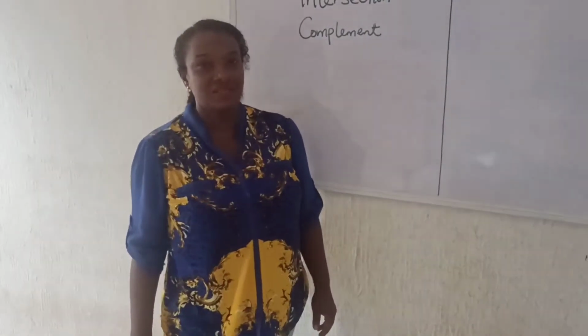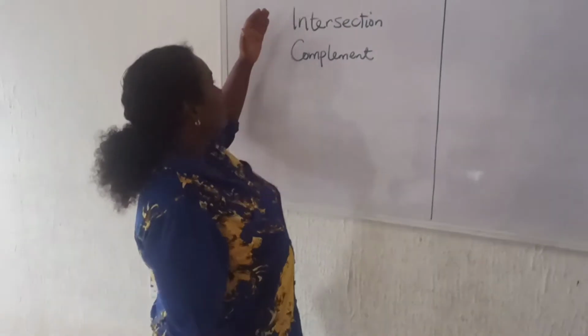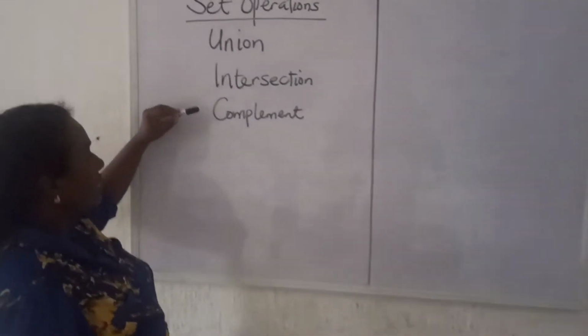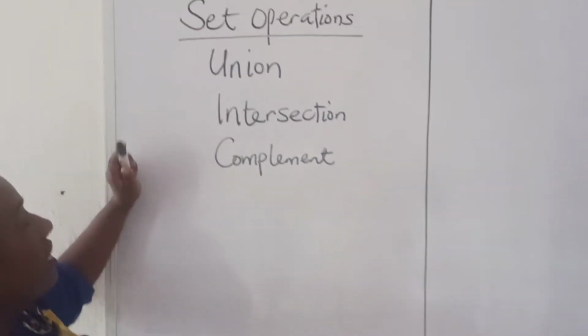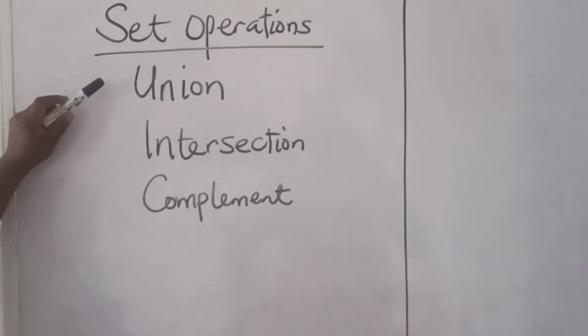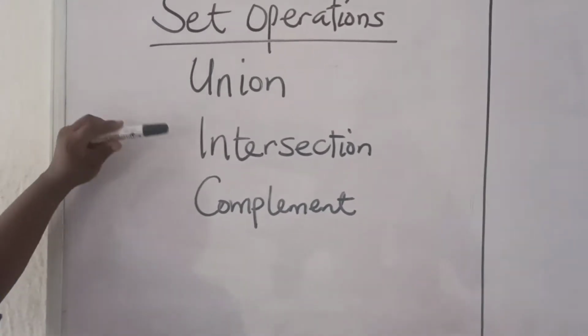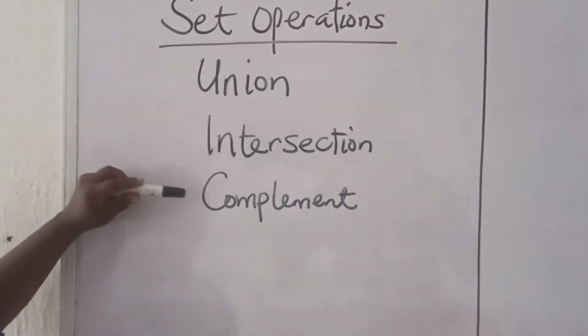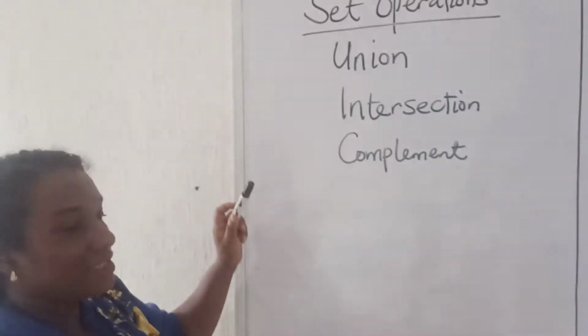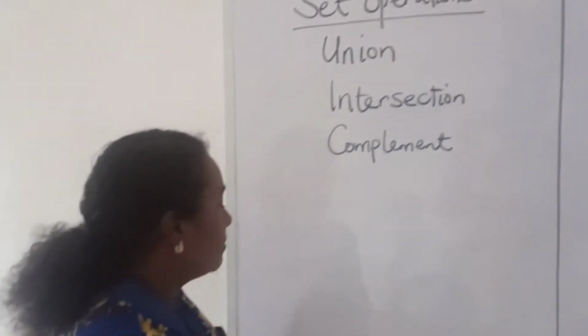Today we are going to look at set operations. The operations of union, intersection, and complement. These set operations are similar to the operations of addition, multiplication, and subtraction of numbers respectively. Now let's look at each one of them.